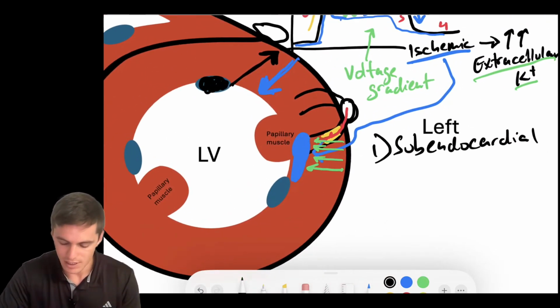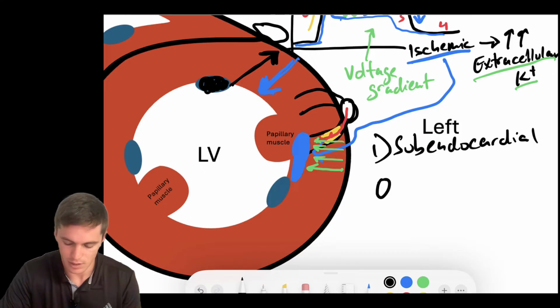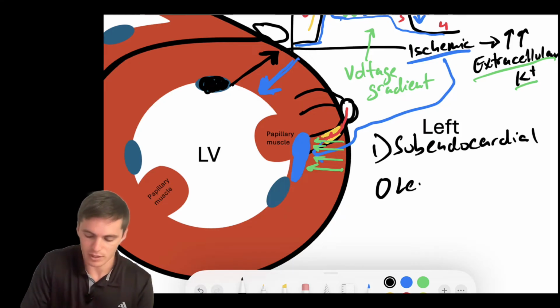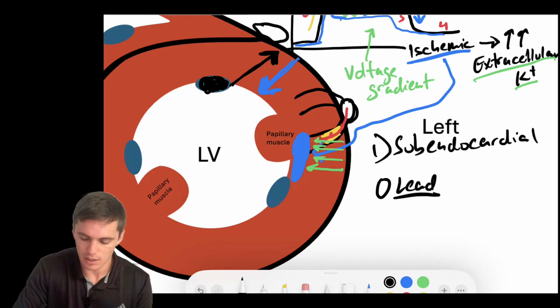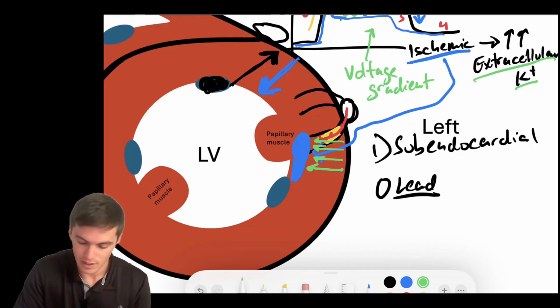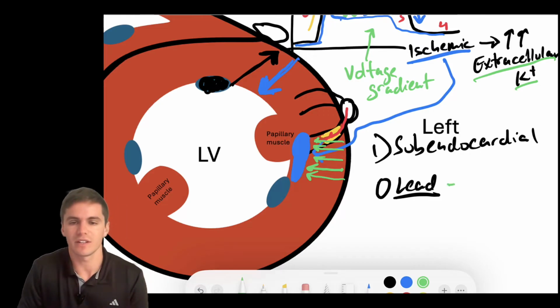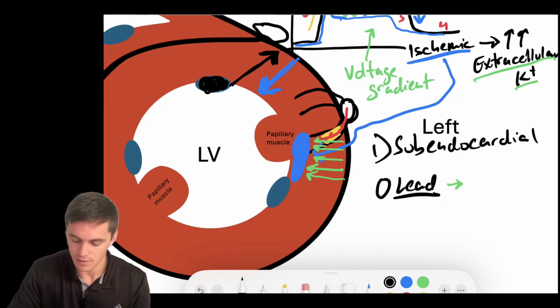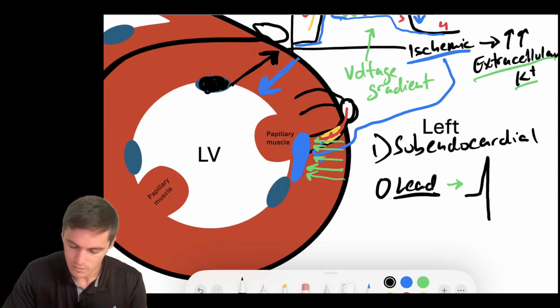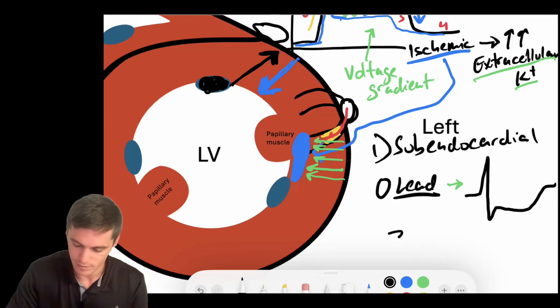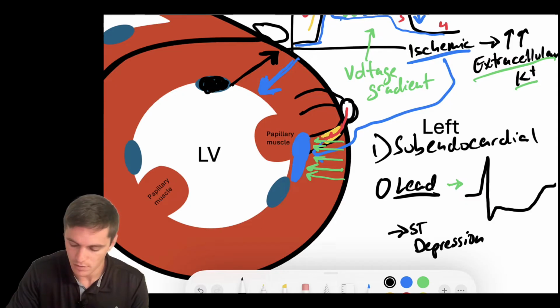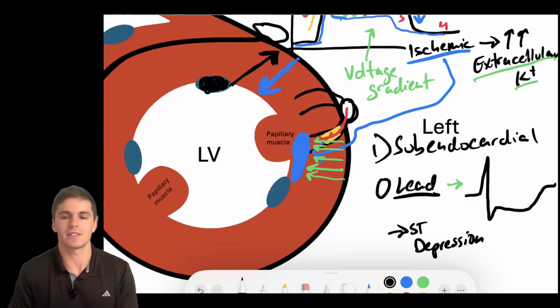And remember our leads, if this is like a lead right here, our leads are now measuring the lead in this area, our EKG lead, is measuring these forces that are headed away from it during phase 2. And so what do you get? You get ST segment depression, right? So you get ST depression, right? So in subendocardial ischemia, you get ST segment depression.